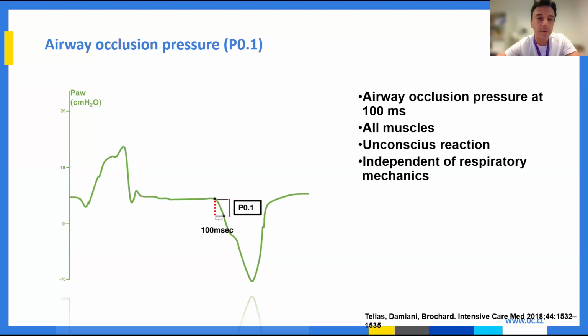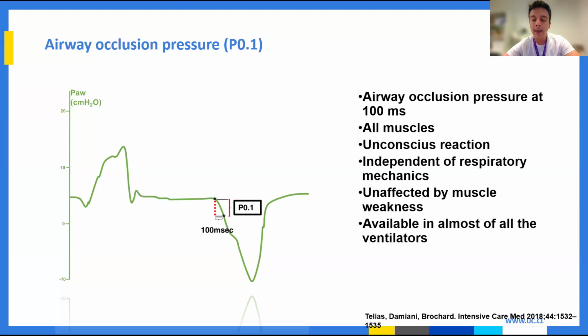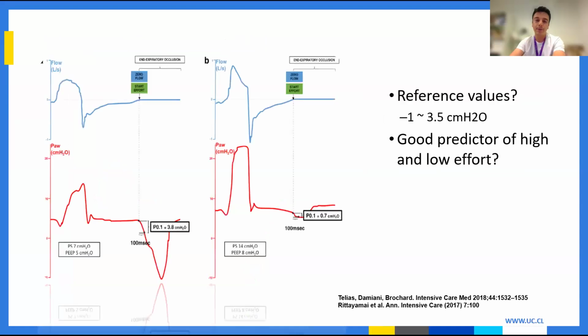It's independent of the respiratory mechanics, so it doesn't matter if you have very low or high compliance. Usually it's independent because it's the very first milliseconds. It's unaffected by the condition of the muscle. There are some nice physiological studies showing that. And as I said, it's available in almost all the ventilators.